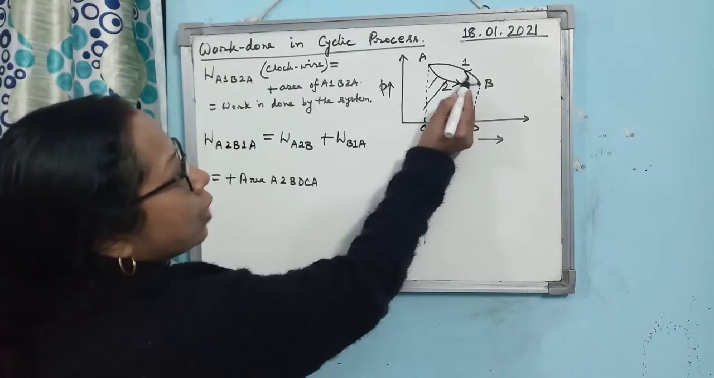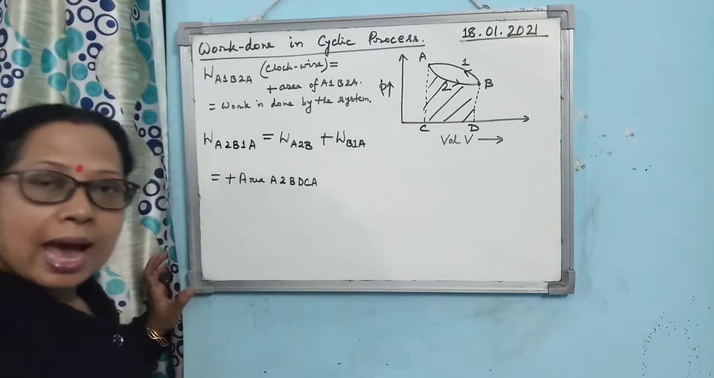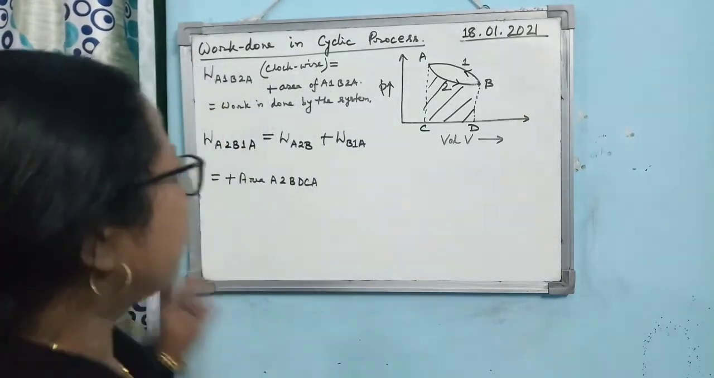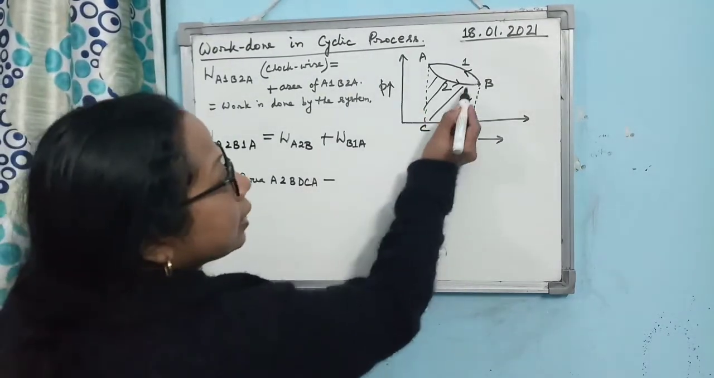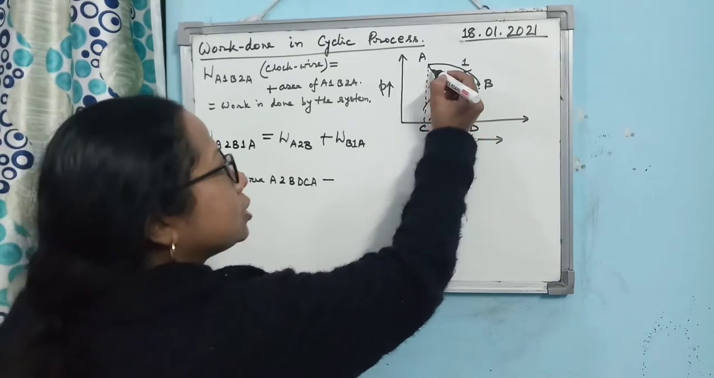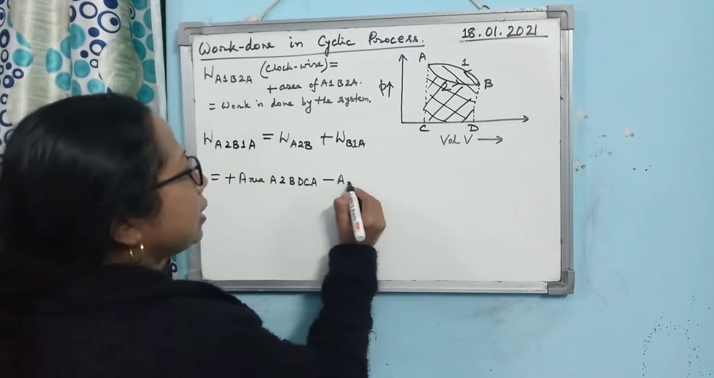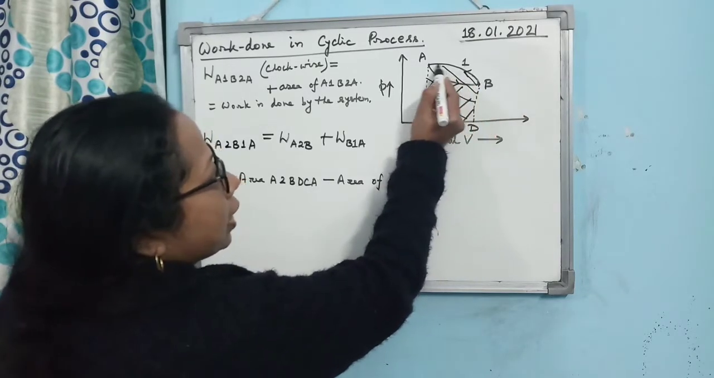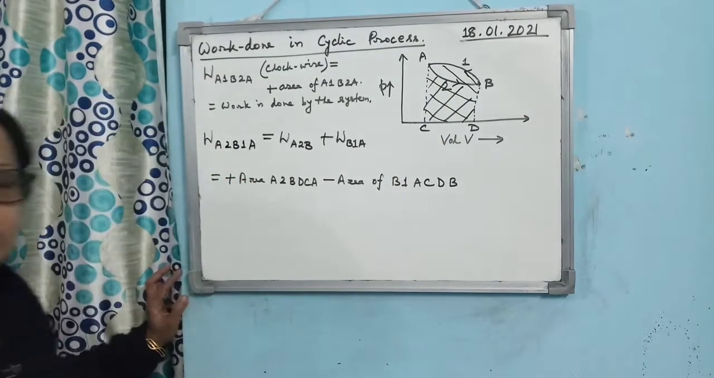Then next, what will be the work done from B1A? Look at it, what is happening to the volume? Volume is decreasing. And we know that in thermodynamic work done, when volume decreases, work done will be negative. So there will be a negative sign. You are taking this path, so if you draw perpendiculars, it will be this entire area. Alright, you can write it as area of B1ACDB. Is that clear?